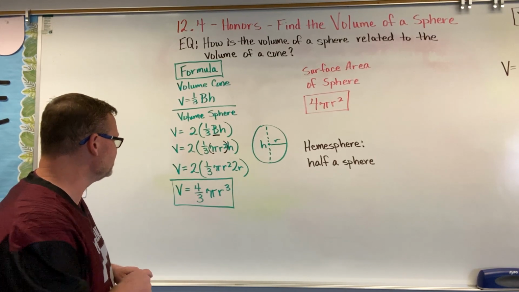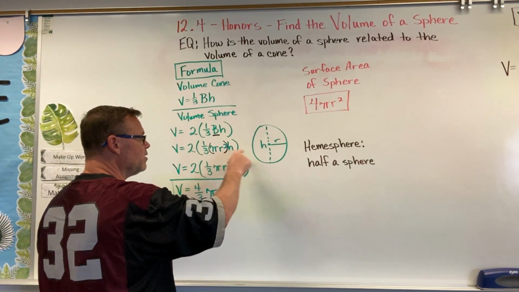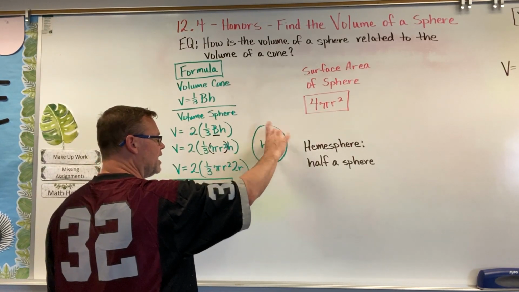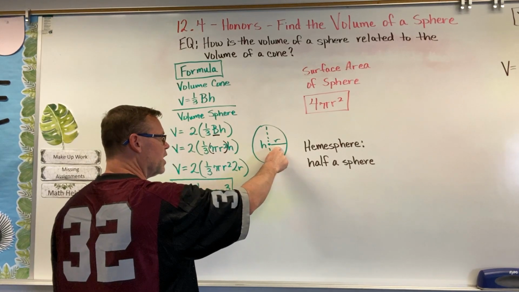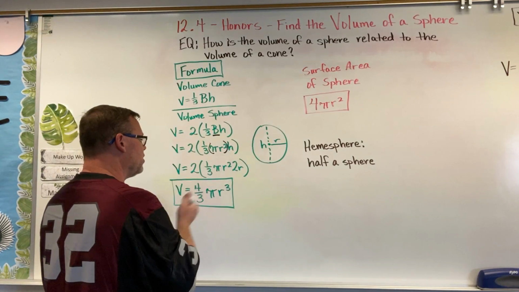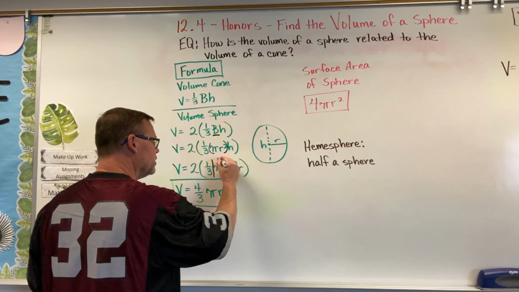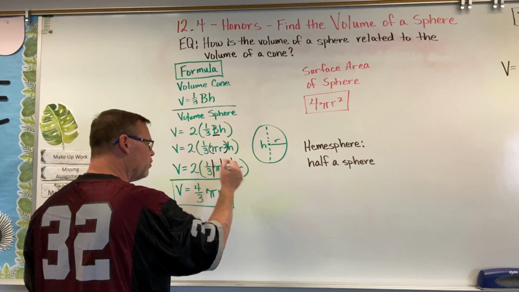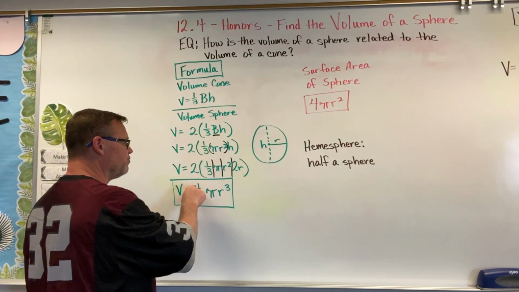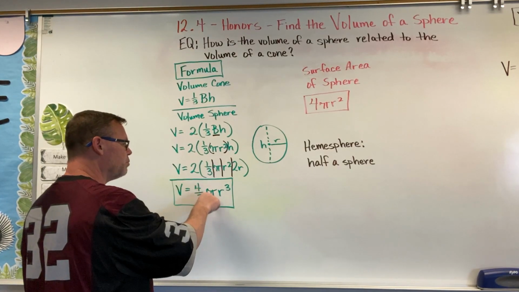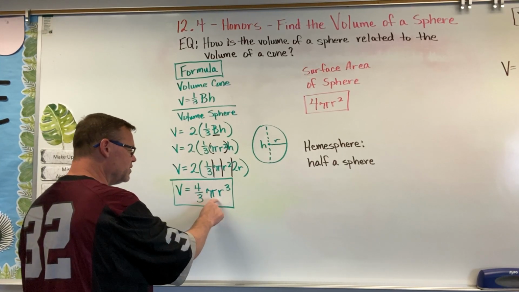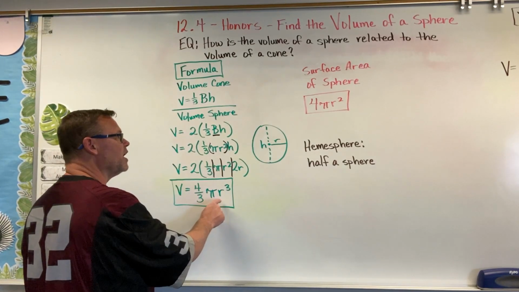So we do that, and the height here turns into 2r, because the height is the same as 2 multiplied by the radius. This makes it a little bit easier when we distribute through here. Notice I've got 1, 2, 3, 4 different things I'm going to multiply that 2 by. And so then we end up with 4/3 pi radius cubed. So this is actually the volume of a sphere.